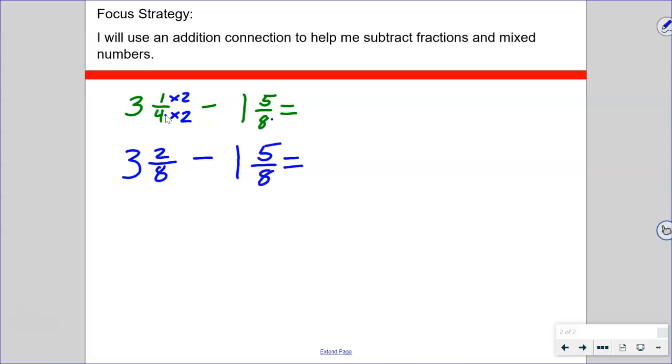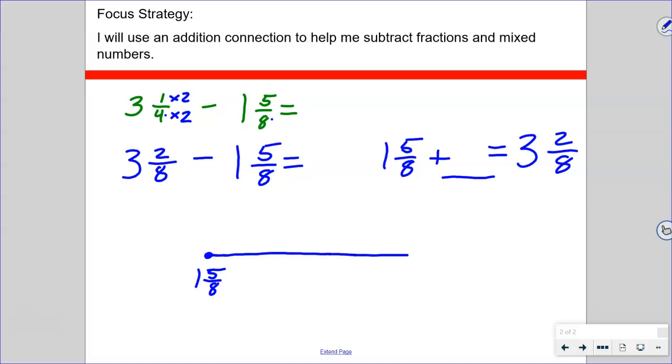So now that we have our common denominators, I'm going to model the addition connection. 3 and 2/8 take away 1 and 5/8 is the same thing as saying 1 and 5/8 plus some number will give us a total of 3 and 2/8. And so I want to model that on a number line. So over here, I'm going to put my 1 and 5/8. And over here, I'm going to put 3 and 2/8.